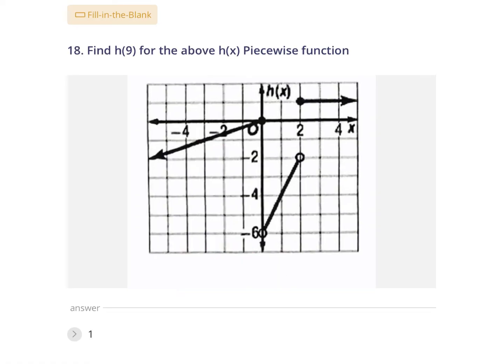Another one. This one says plug in h of 9. And you're thinking, okay, I'm just going to look where the x value at 9 is at. And then you're thinking, what the heck? 9's off the graph. How am I supposed to do this?